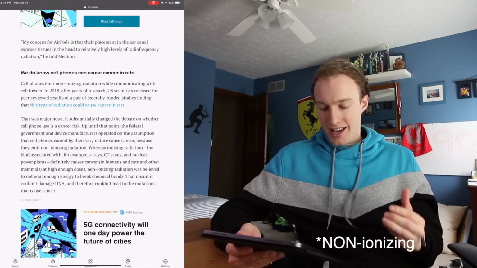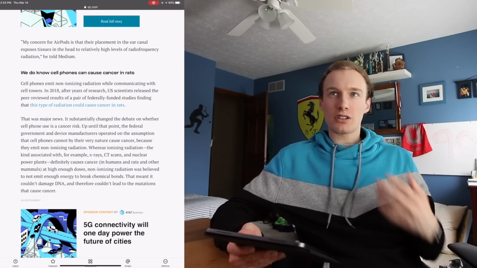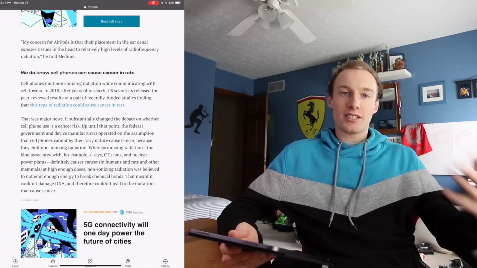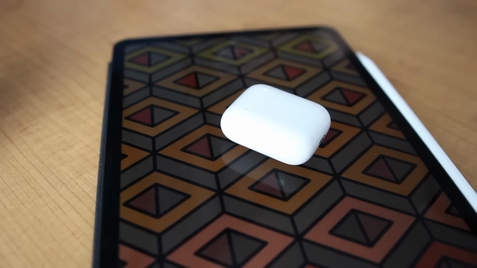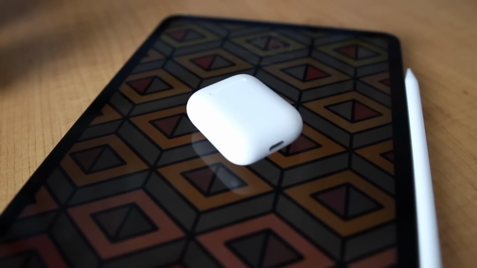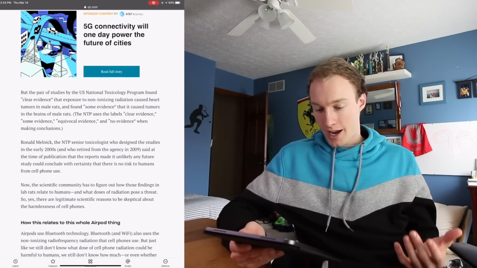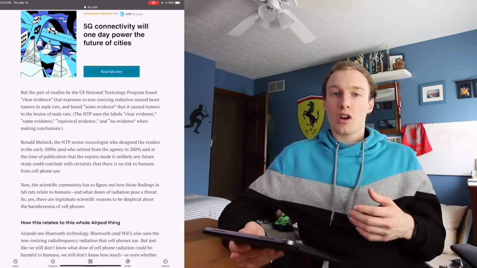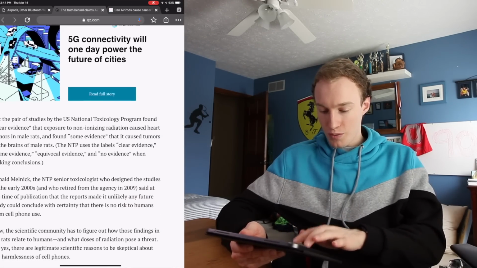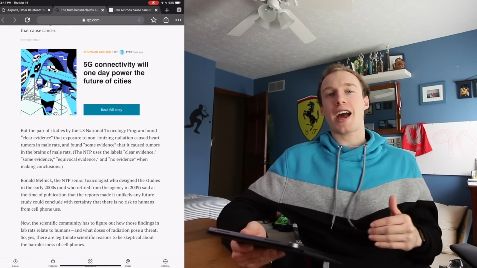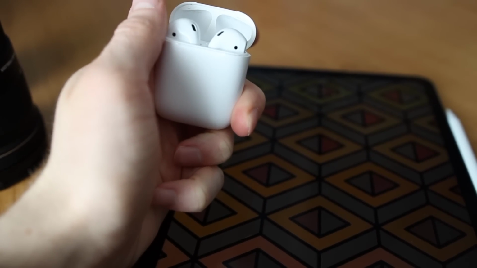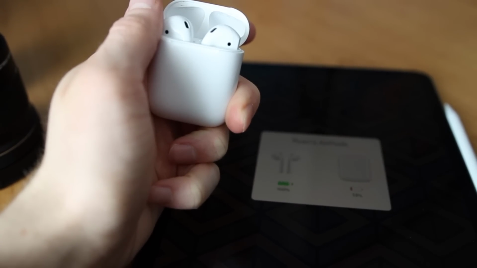Now, the non-ionizing hasn't really been looked at much, mainly because cell phones have only come out within the recent decades, as well as been enhanced and modified, and now these Bluetooth and wireless options are new too, so there aren't many studies done on them. They have found, though, some evidence that it caused tumors in the brains of male rats. So, some evidence. It's not clear evidence like ionizing, but it's not like there haven't been any signs of it.